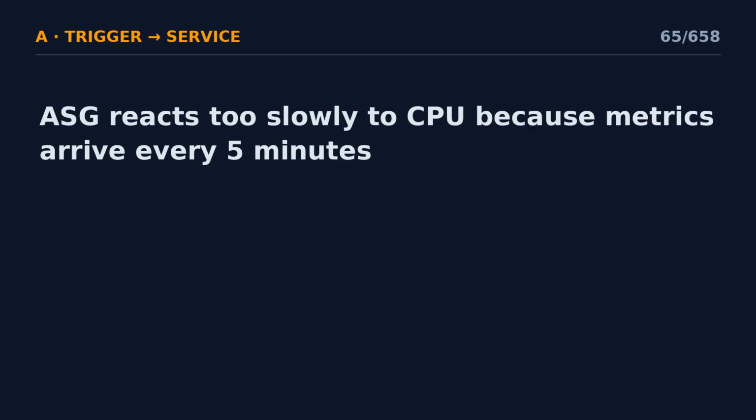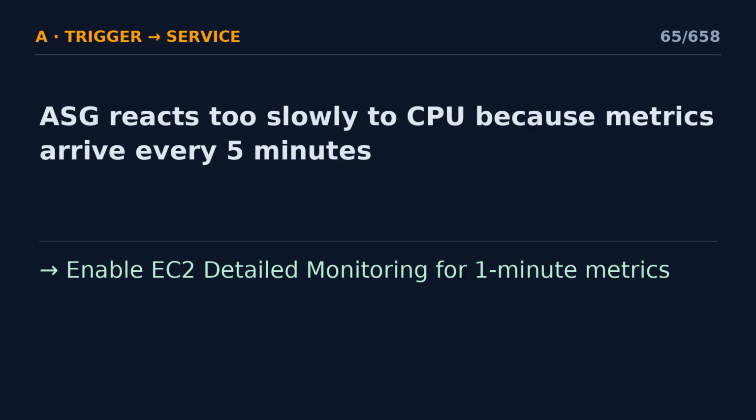Auto Scaling group reacts too slowly to CPU because metrics arrive every 5 minutes. Answer: Enable EC2 detailed monitoring for 1-minute metrics.